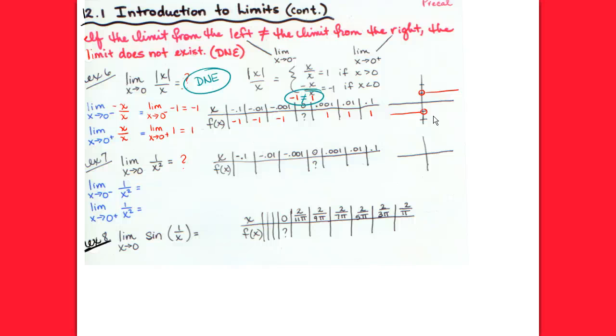Now, just as a side note, what if they had given me this exact same equation, but they had said, what's the limit as x approaches 2? If I'm over here at 2, is that limit going to exist?